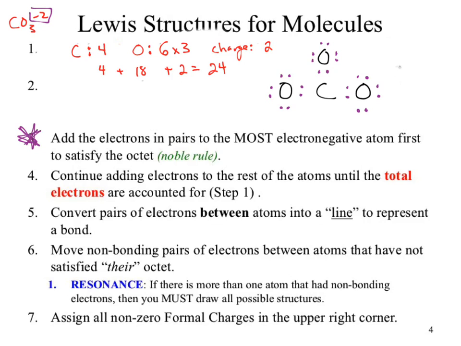Okay. Continue adding electrons to the rest until our total electrons are actually accounted for. We also did that in purple, so all that's done. Convert pairs of electrons between atoms into a line. Okay. I noticed a couple people doing this. Is this pair of electrons between atoms? No. So don't turn it into a line. Okay. You didn't lose points for that. But if you did, that's understandable. That's from some old school chemists. Okay. Completely useless. Don't do that. Okay. So let's leave that as a pair of dots.